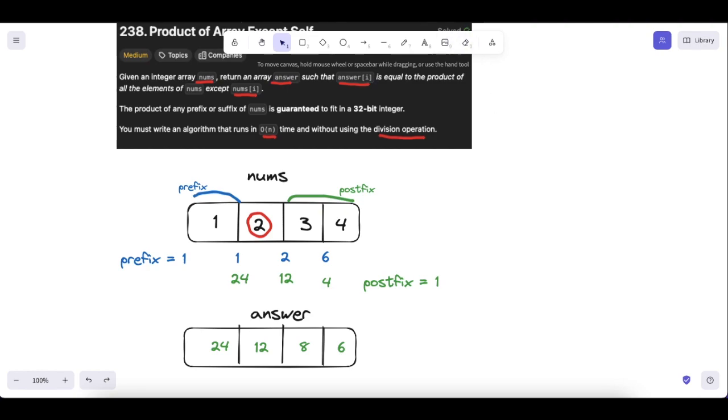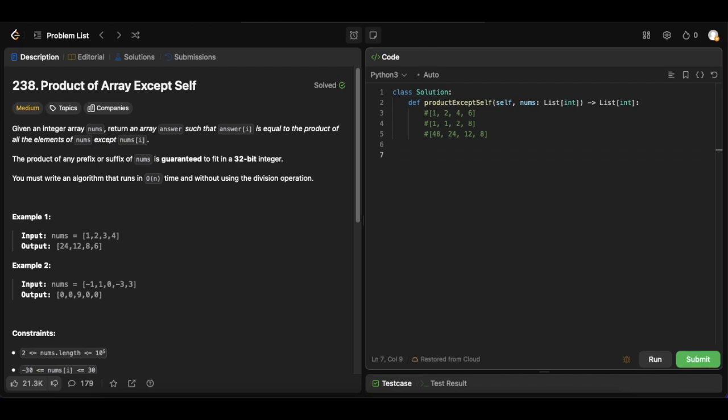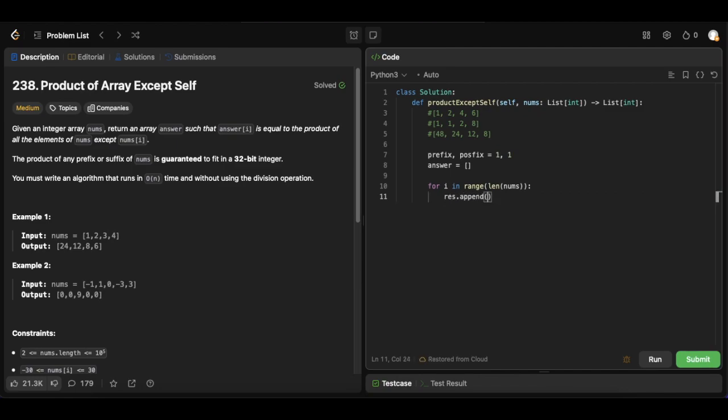We're now ready to write up the code. We can start off our code by initializing our prefix and our postfix values. And we said that these will be initialized to 1. Then we want to prepare our answer array, which initially is an empty array. During our first iteration through our nums array, we want to multiply the prefixes. So what we're going to do is each time append the new prefix, and for the first number, the prefix is 1, which is what we initialized our prefix to be. And then after this, we want to update our prefix by multiplying by the current value in the nums array.